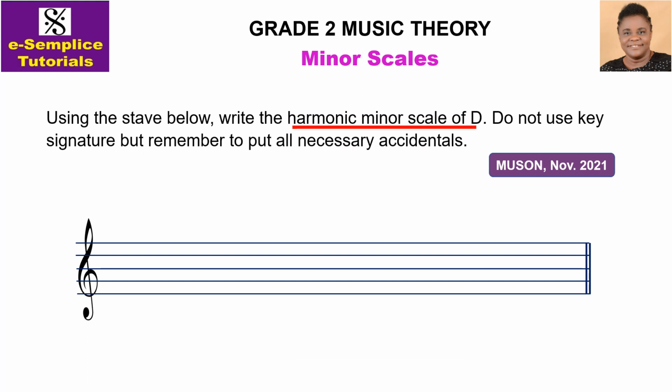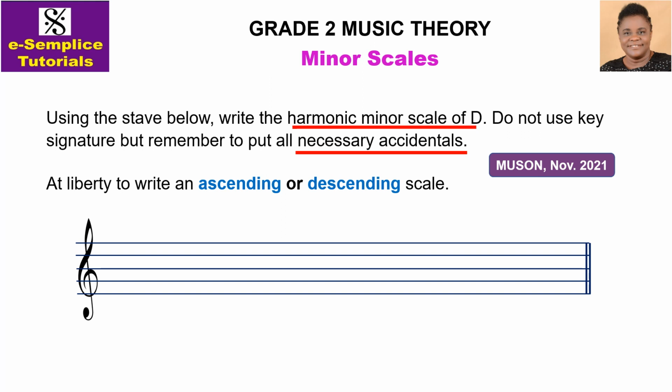Now, the first requirement is that your scale should be D minor harmonic, and then you are not to use key signature but show the necessary accidentals. You are at liberty to write an ascending or descending scale. The question did not specify if it should be ascending or descending, so the choice is yours. But for me in this question, I decide to write an ascending scale.